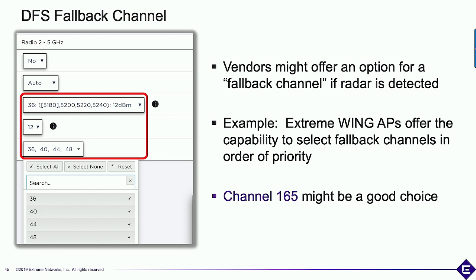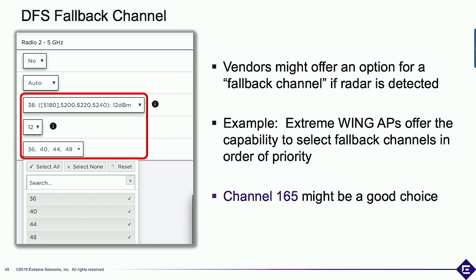Another thing I really like is the ability to have a fallback channel. Quick plug for my company, Extreme: the Wing APs have this capability. I'd like to see it for our other APs as well as other vendors do this, where you could choose an order of priority of which channels you would like the APs to potentially fall back to if a radar event was detected.